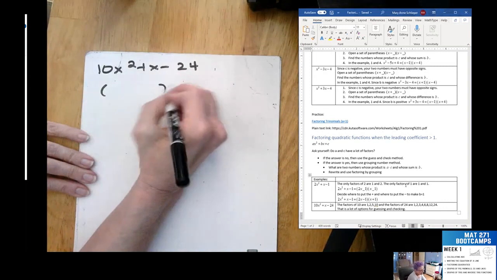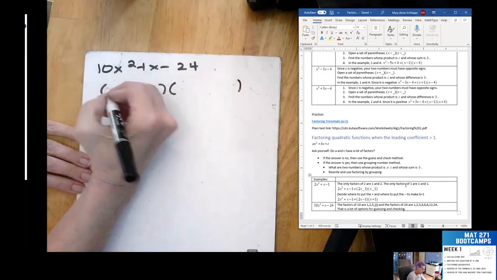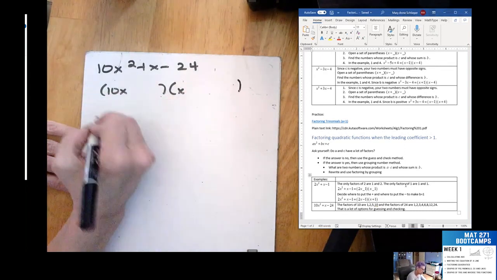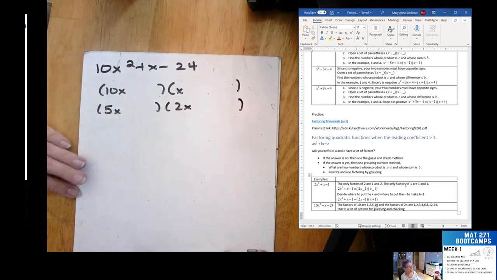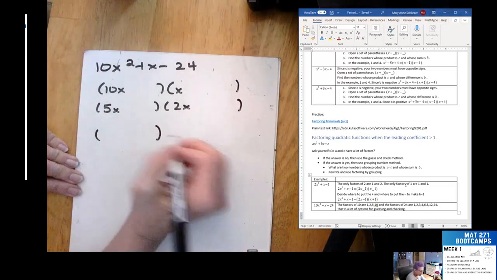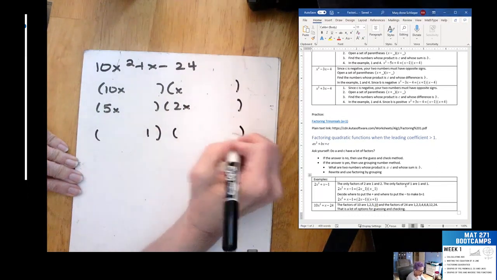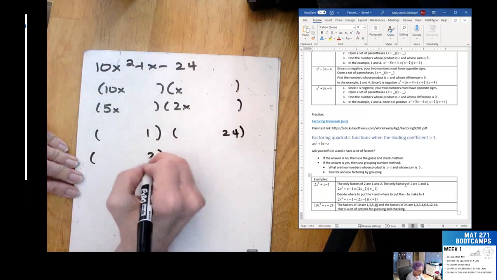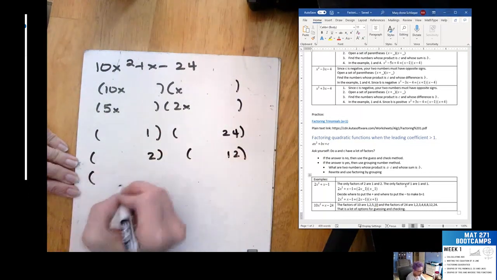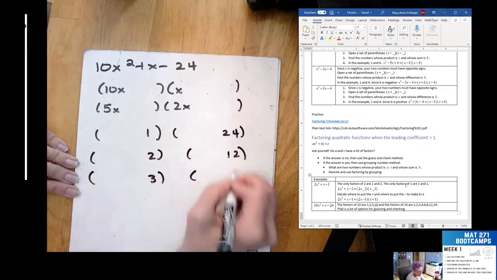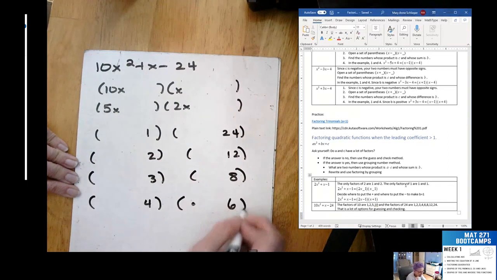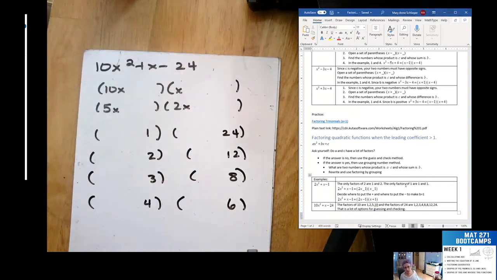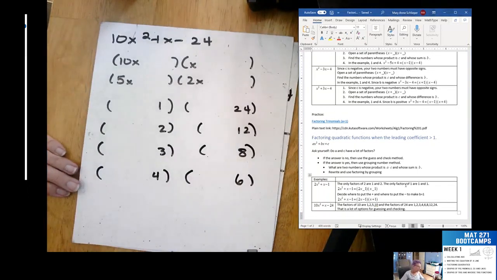So if I'm going to plop down my parentheses, I could have 10x and x. I could have 5x and 2x. But then for that second term, I could have 1 and 24. I could have 2 and 12. I could have 3 and 8. Holy crap. I could have 4 and 6. That's a lot of guessing and checking, and Mama ain't got time for that. So I would use what's called the grouping number method.